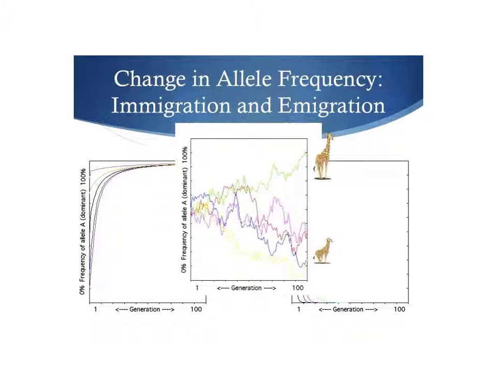Evolution also occurs if new alleles are introduced into the population through the process of immigration, or alleles are lost by certain individuals leaving the population through emigration.